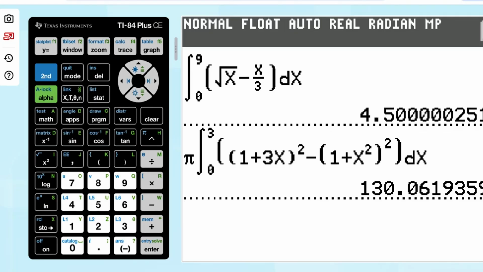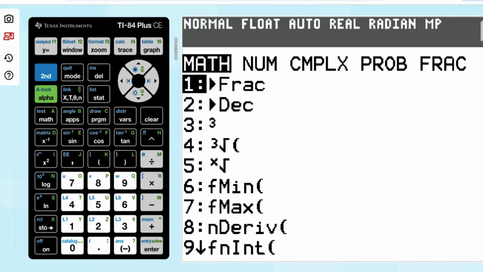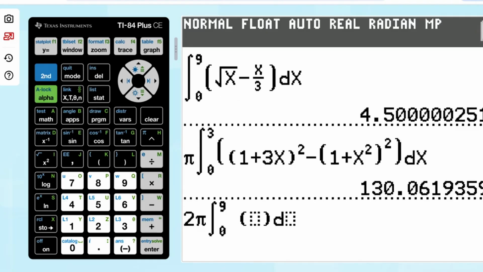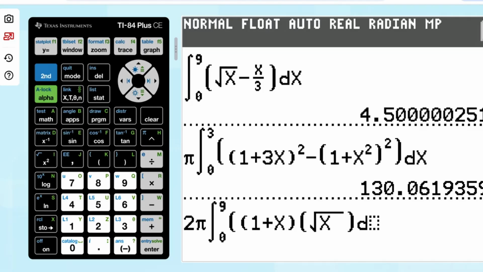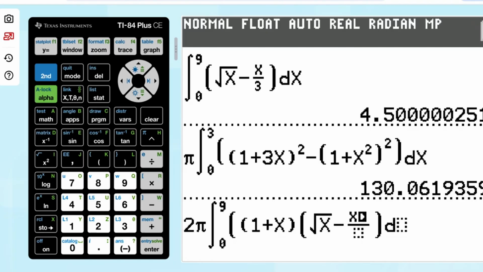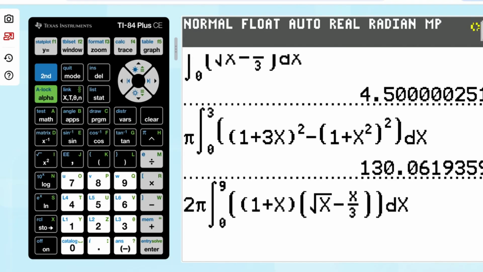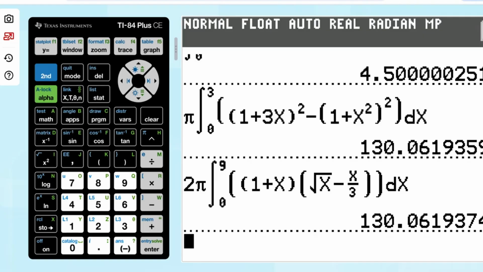And just to show that if we did this, we'd get the same thing, right? Here's 2 pi, math, option number 9. We're going to integrate from 0 to 9. And we had 1 plus x inside of there. And we also had times root x minus x over 3. There we go. Close that second parenthesis, dx. And we can see it should come out to be the same thing. The approximation is just ever so slightly off there at the end, but to 3 decimals, we're still good.